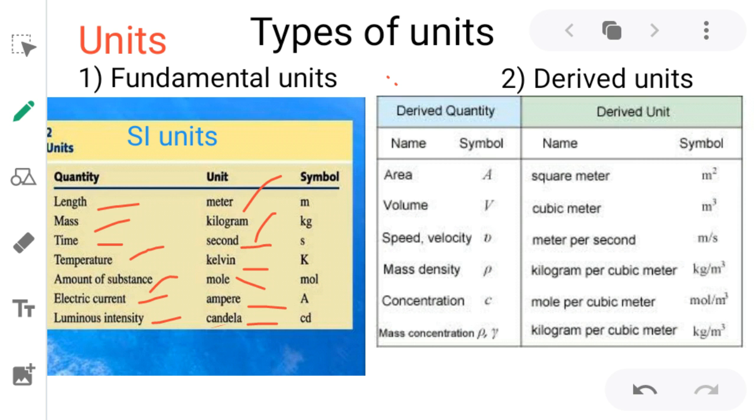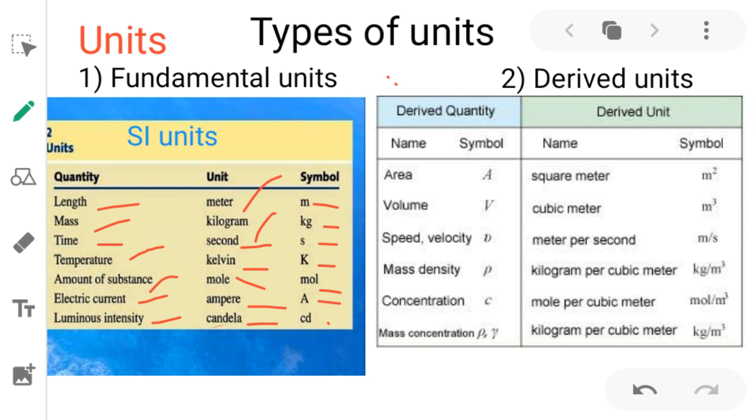For these fundamental units, there are symbols. For meter, small letter m is the symbol. Kg is the symbol of kilogram, the unit of mass. S is the symbol of second. Capital K is the symbol of Kelvin. Mol is the symbol of mole. Capital A is the symbol of ampere, the unit of electric current. And for luminous intensity, cd is the symbol of candela.